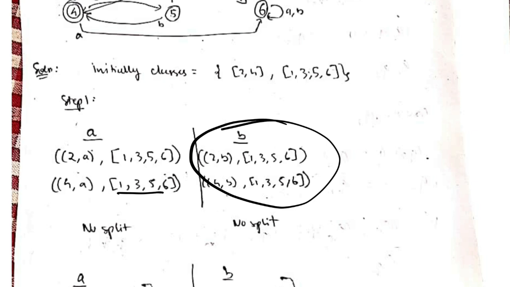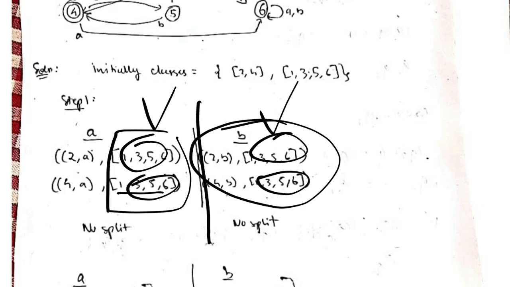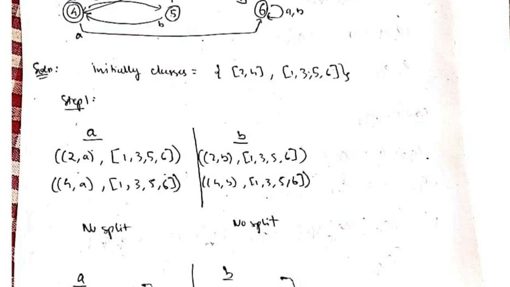Same thing I will do for B also. If there is no split, it means this should be the same. Here also it should be the same. Both got 1, 3, 5, 6 here also and here also. So here we will have no split and here also no split. Okay, we will compare each of these variables. If there is no split, we will not do anything. We will keep the classes as such.